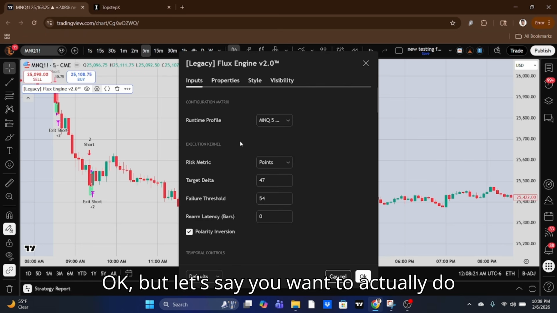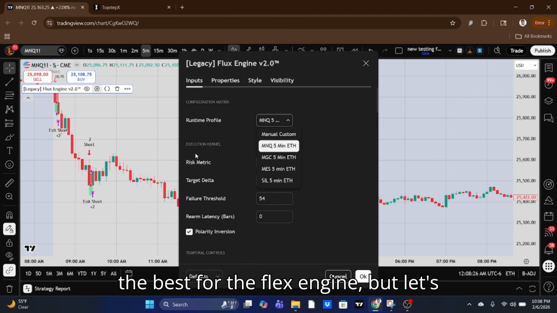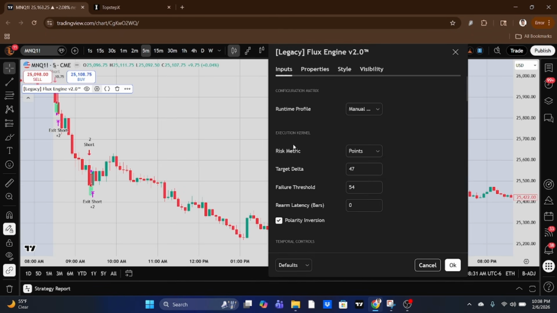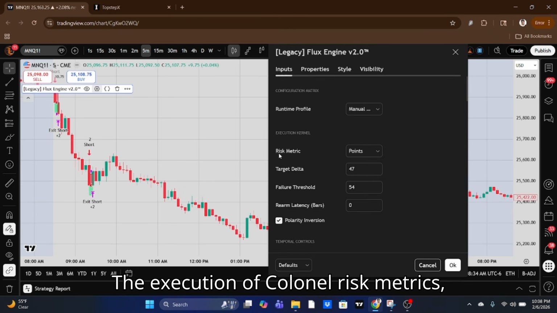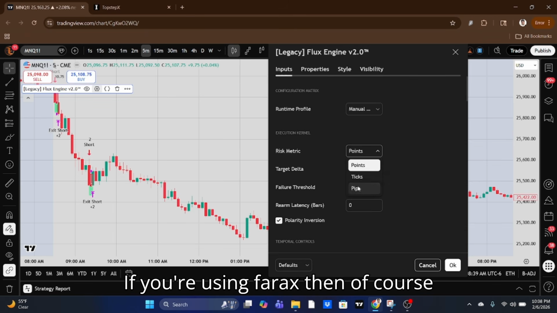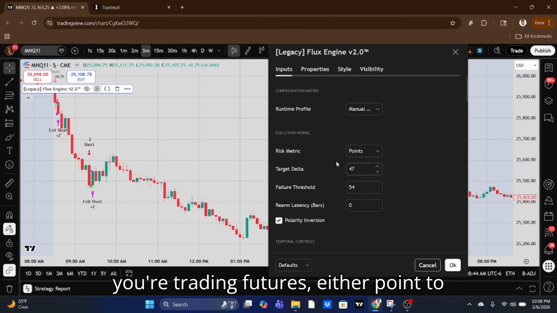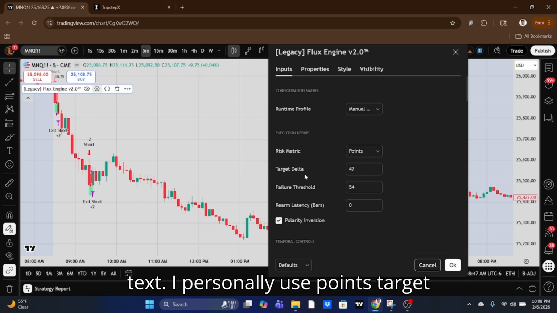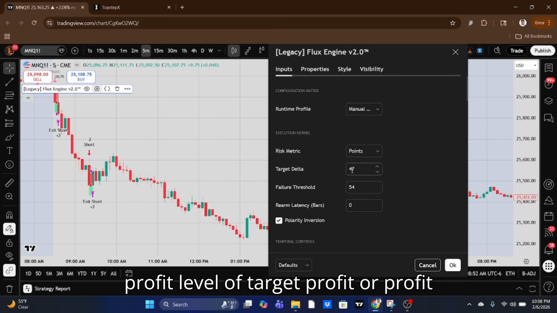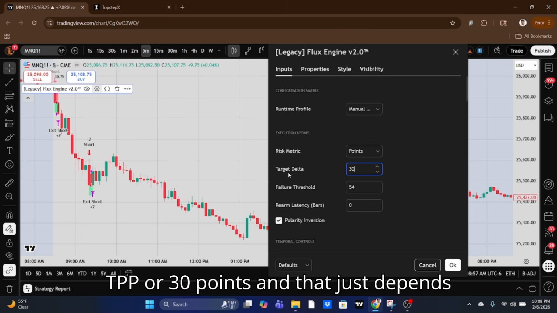Okay. But let's say you want to actually do your own setting. I would say M&Q may be the best for the Flux engine. But if you want to do your own setting, the execution kernel risk metrics is just if you want to do points, ticks. If you're using forex, then of course you want to do pips. But if you're trading futures, either points or ticks. I personally use points. Target delta, that's just another name for profit level or target profit or profit target. So you can do 20 points for TP or 30 points. That just depends on you.